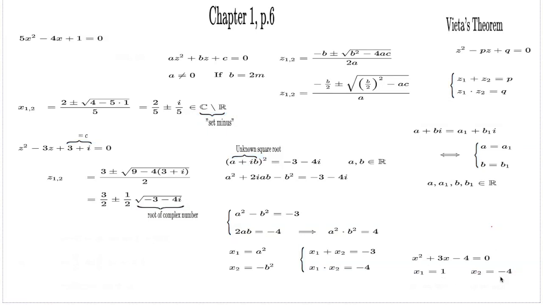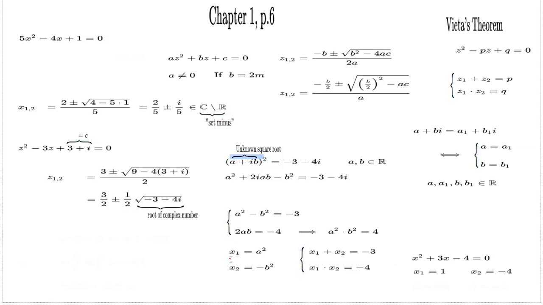The product of these two numbers, 1 and -4, is -4, and that satisfies this. And the sum of these two numbers, 1 and -4, is -3. Normally, when you guess this kind of roots using Vieta's theorem, you can alternate in any possible way. You can say x1 is -4 and x2 is 1, so the other way around. But in the current setup, you cannot do that.